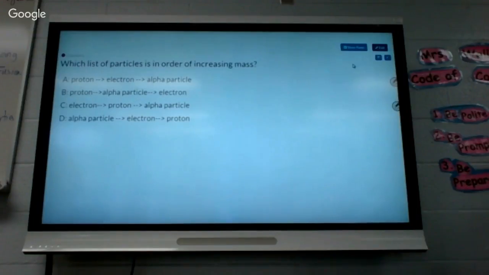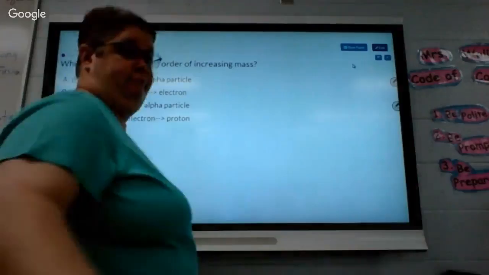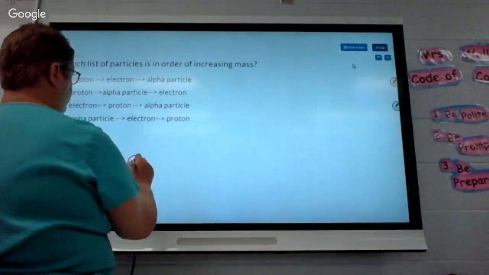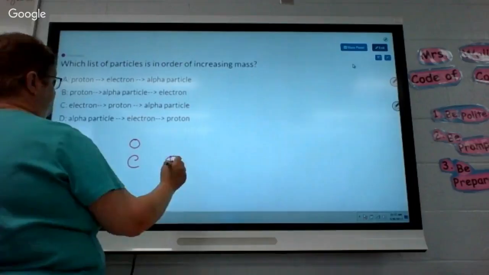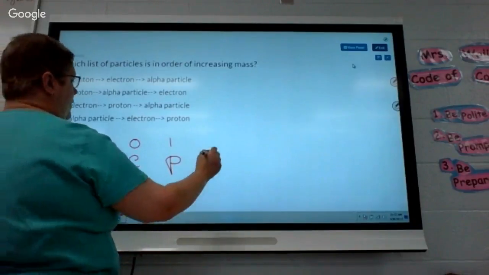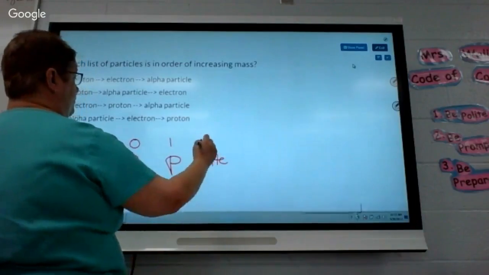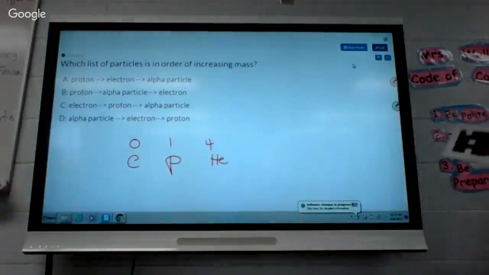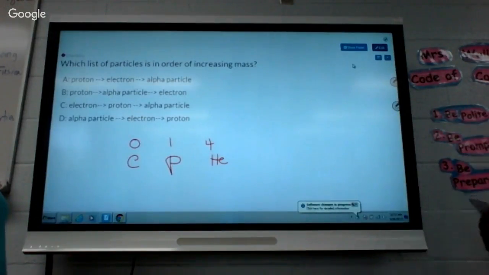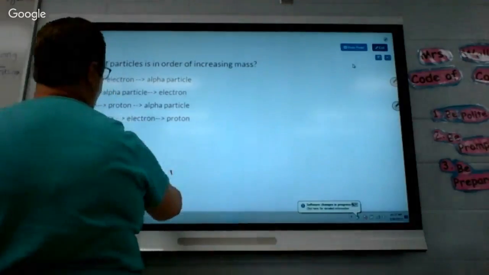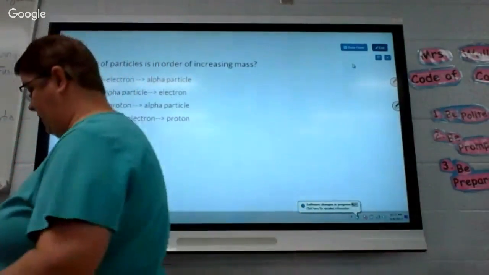Alright, so we've got 11 rights and 4 wrongs. When you look at that, what's the mass of an electron? 0. The mass of an electron is 0. The mass of a proton? Anybody remember? Just one. Helium or an alpha particle, there's 2. Oh, 4? That's the number. Okay, so which one's right? It's C. Okay? So those of you who said C have the right answer.